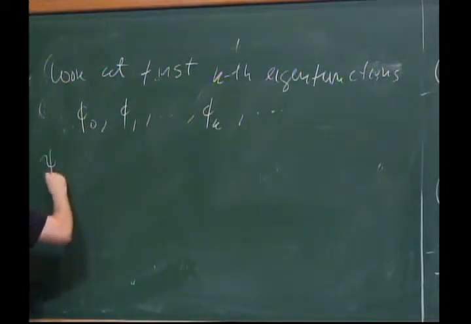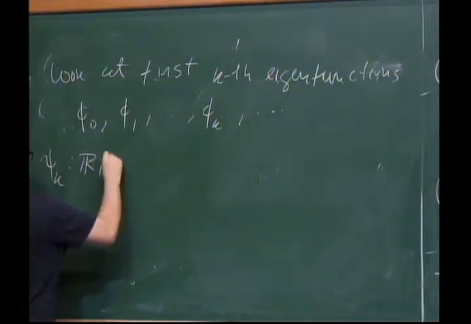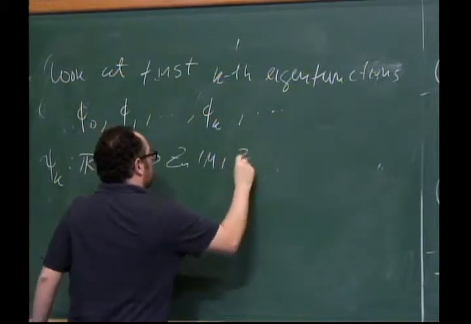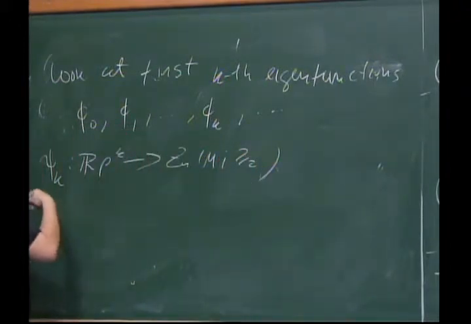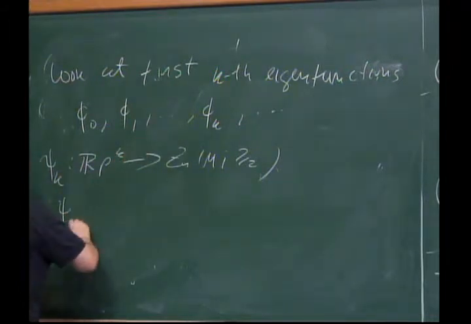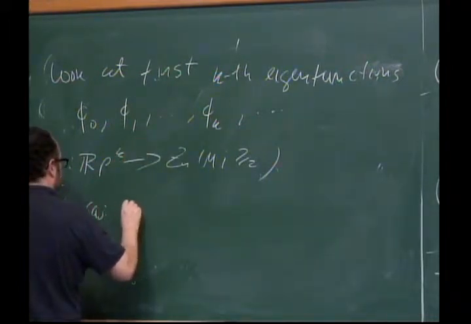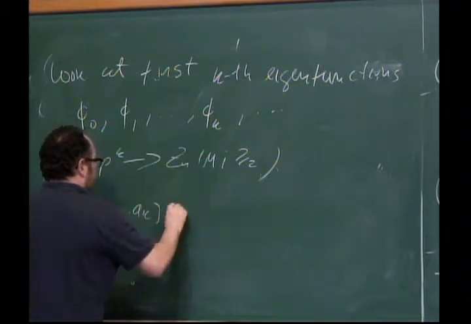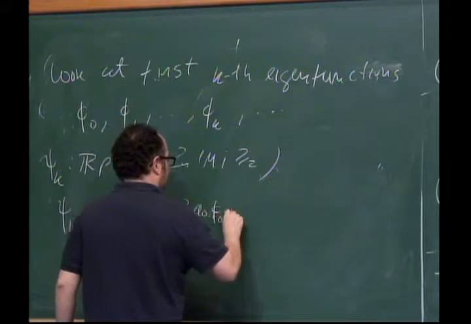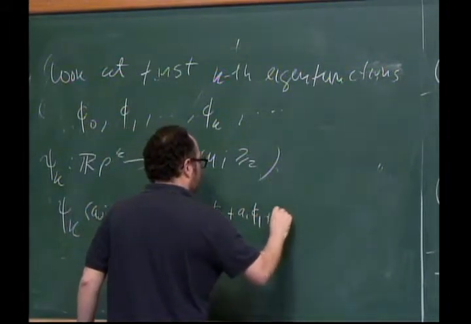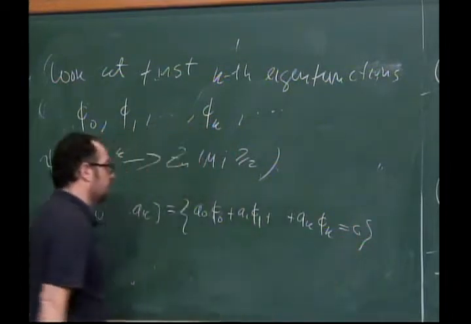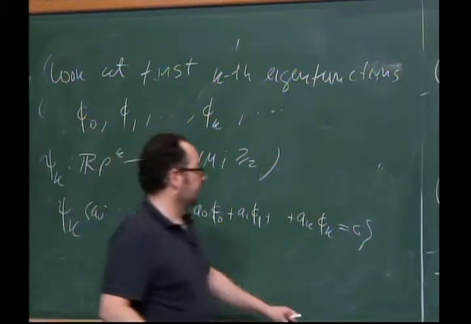Then out of this, we can consider a map from RP^k into this space, which is just the zero sets of all possible linear combinations. So Phi_k of a_0 to a_k will just be the zero set of a_0 phi_0 plus a_1 phi_1 plus ... plus a_k phi_k equals 0. Okay?